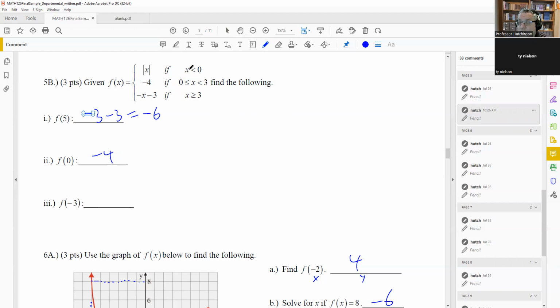-3 would be less than 0, which means we're going to use the first equation. So absolute value of -3, absolute value will always give you a positive value, and that's your answer.